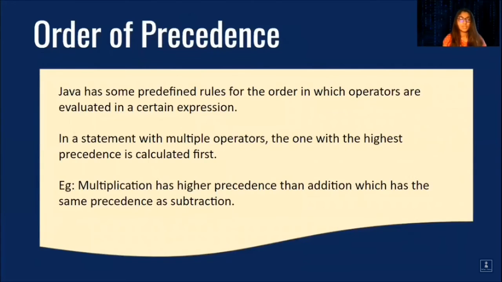For example, multiplication has a higher precedence than addition, which has the same precedence as subtraction. Now, what does this actually mean? This means that multiplication always happens first, and between addition and subtraction, whichever comes first going left to right in a line of code is done first.